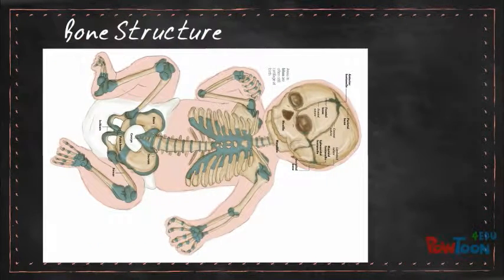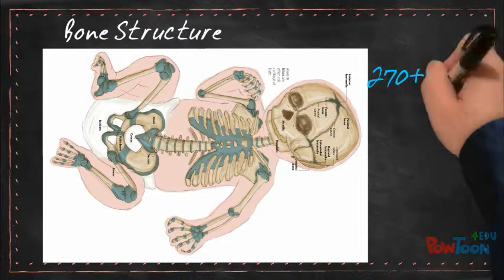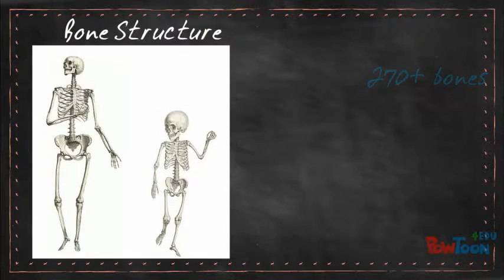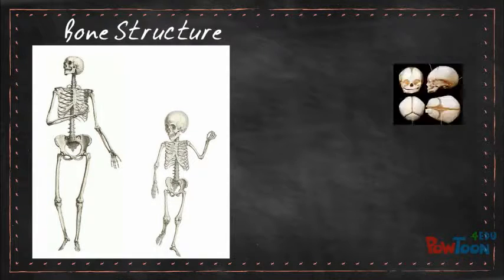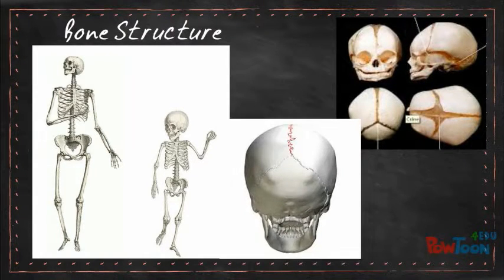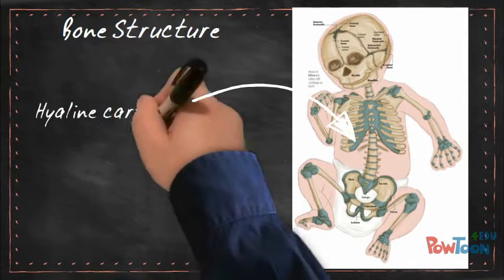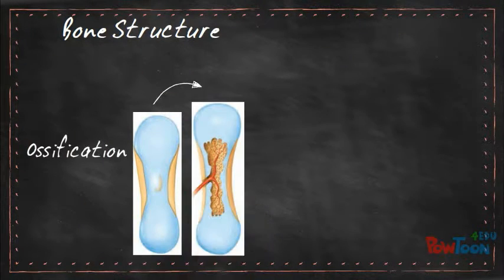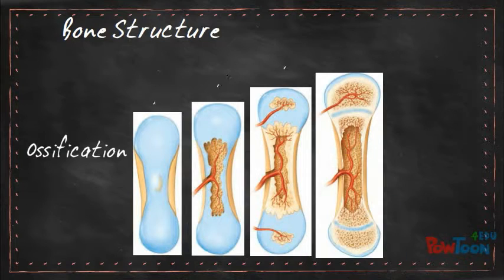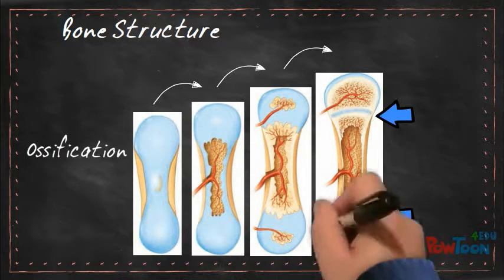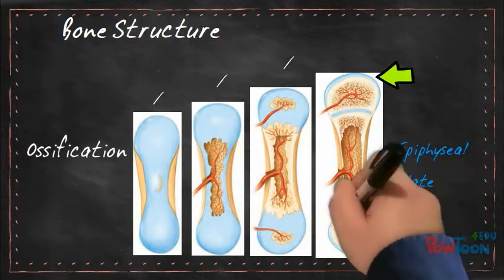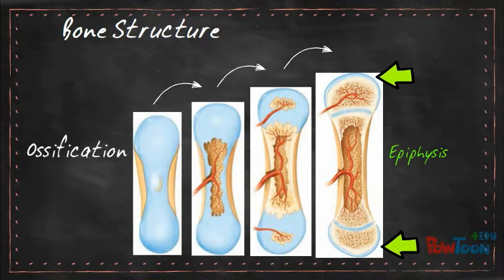When we are born, we actually have about 300 bones. Yes, that's more bones than an adult. Many of these bones, like the skull, fuse as we mature. Babies' bones are also largely made up of hyaline cartilage. Ossification, or transformation into bone, occurs throughout the cartilage until only the epiphyseal growth plate and the two ends of the epiphysis remain as cartilage.